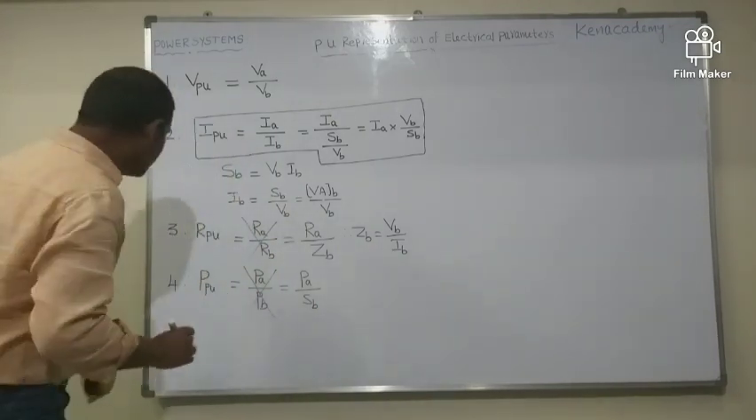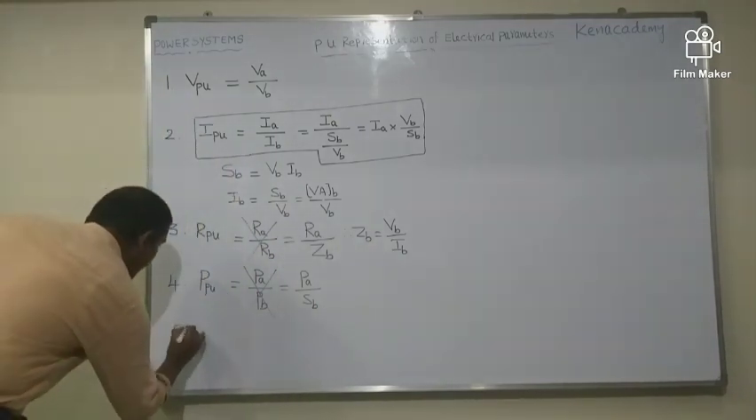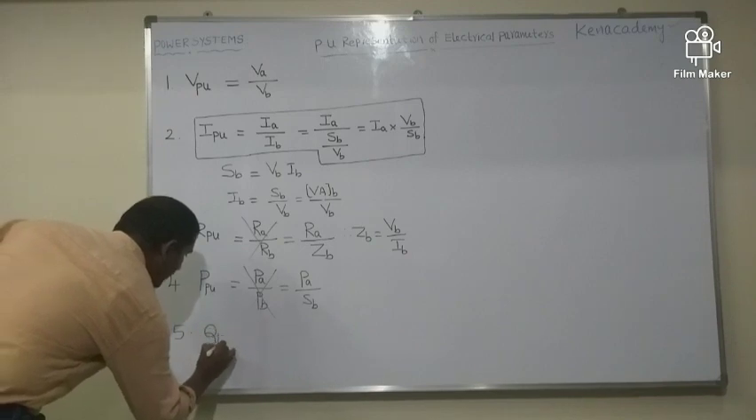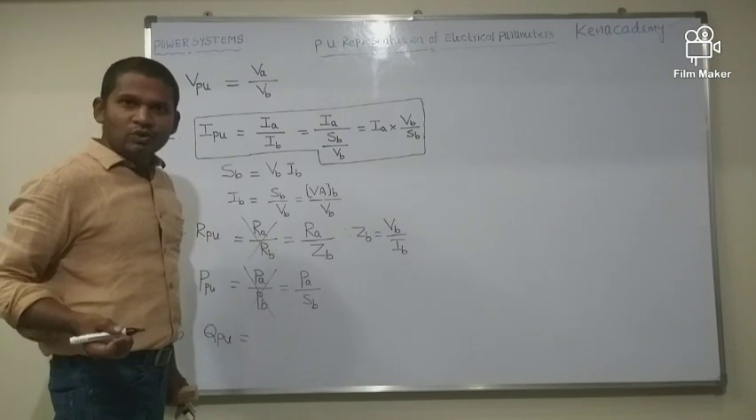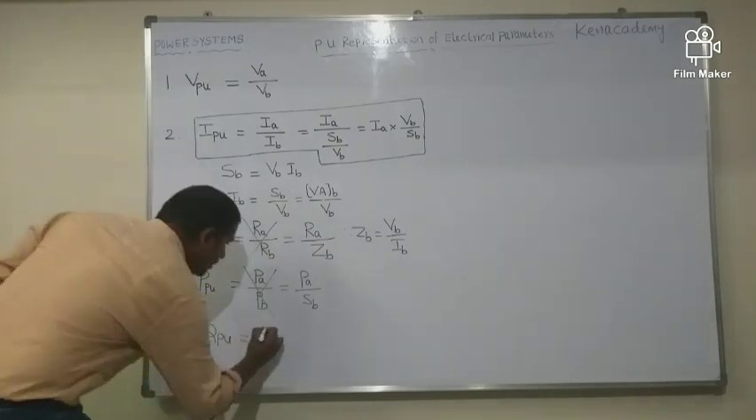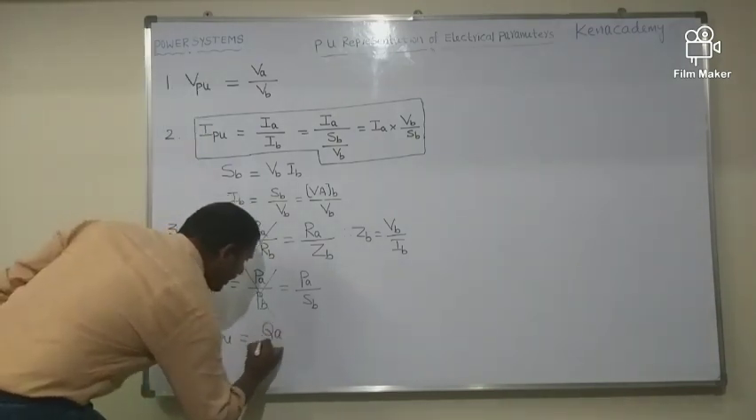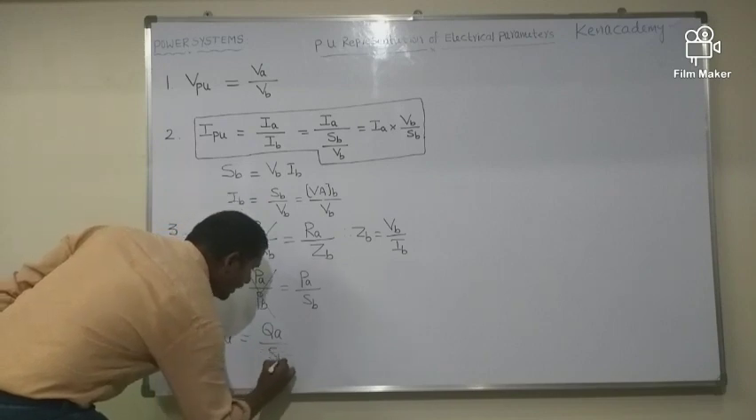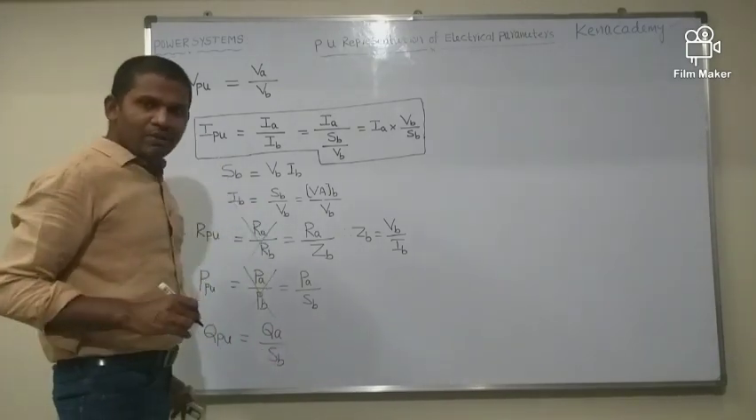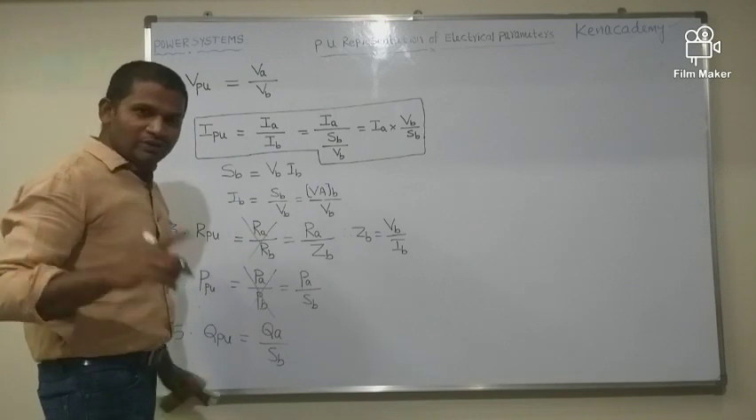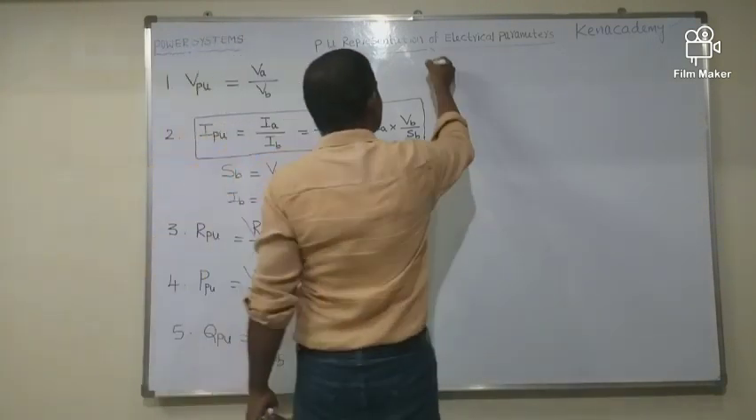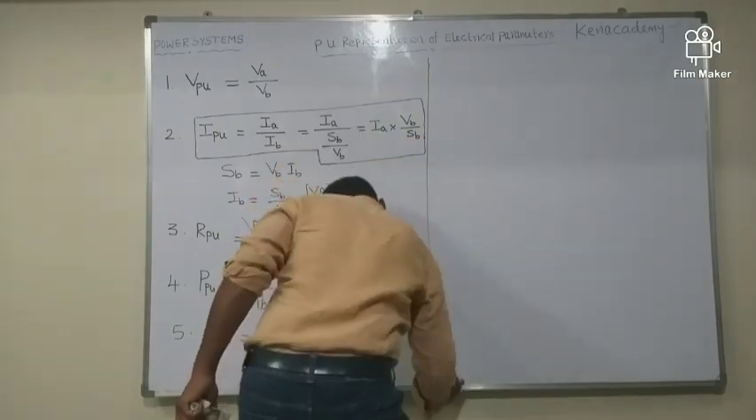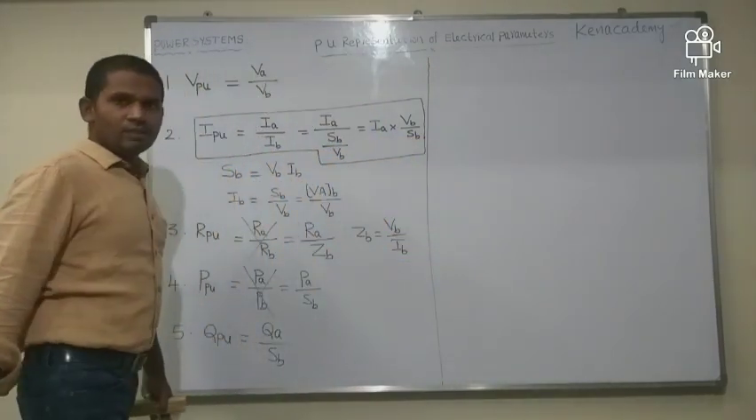This is the correct one. Similarly, tell me what is the per unit reactive power. How to write per unit reactive power? Actual reactive power by base power. Base power is not a reactive power here. Always you take which power? Apparent power. Clear? Concentrate on the remaining parameters also.